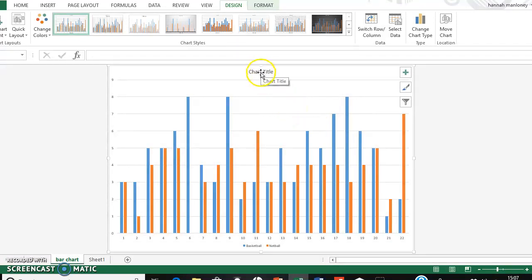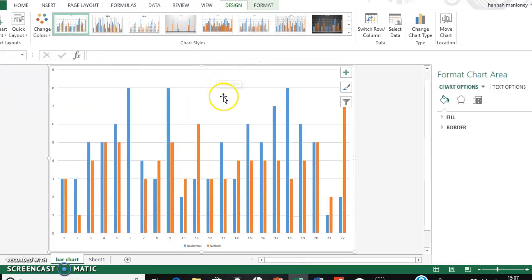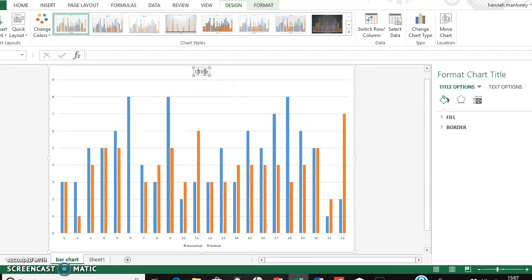So with this I'm going to just give it a chart title. So the chart title is going to be the difference between basketball and netball shooting in my sports science group.